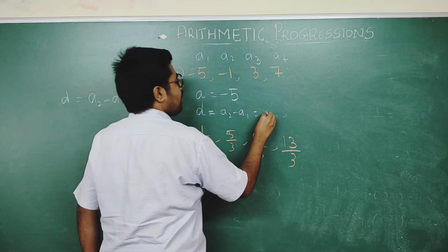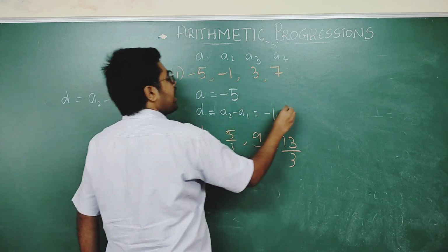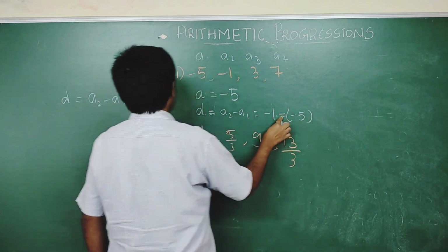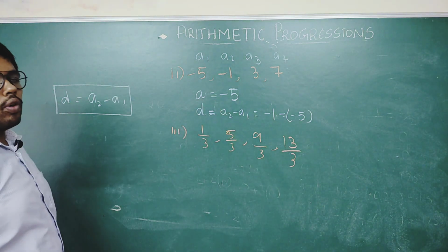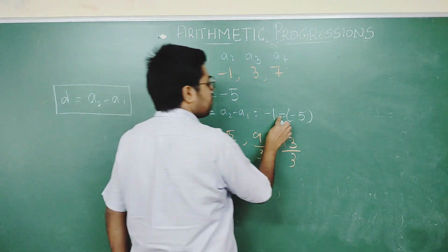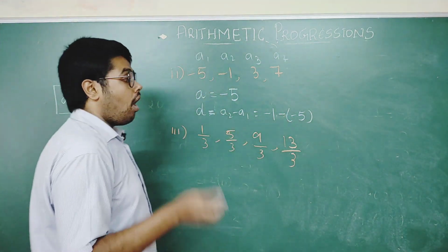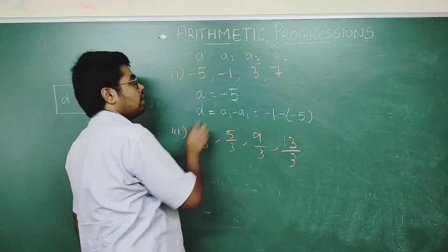What is A2? It is minus 1, minus of minus 5, correct? The formula already has a minus in it. Many students go wrong here, so don't make this mistake. The minus is already there in the formula. Also put the minus that is in the question, whatever is there in the question.